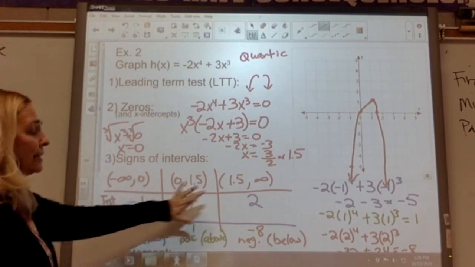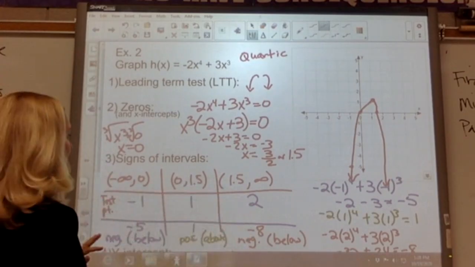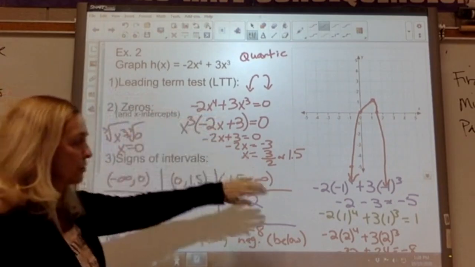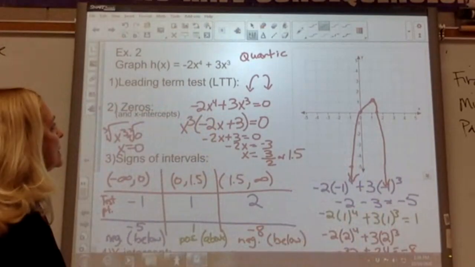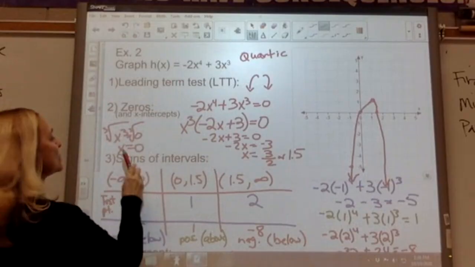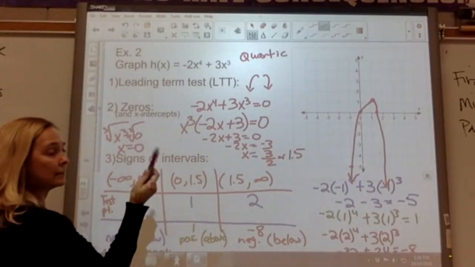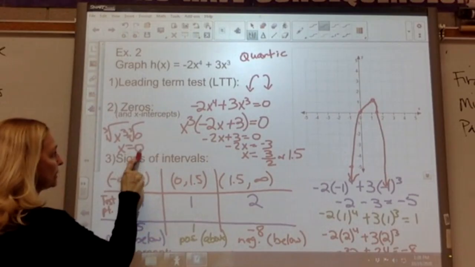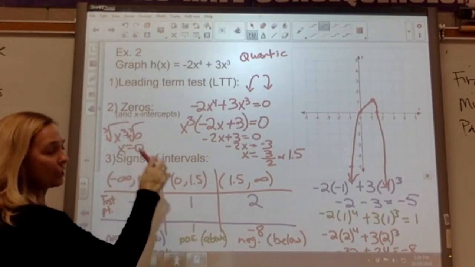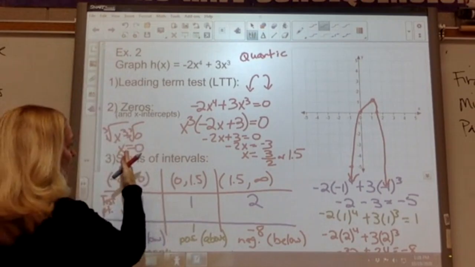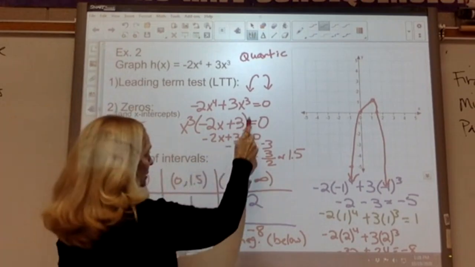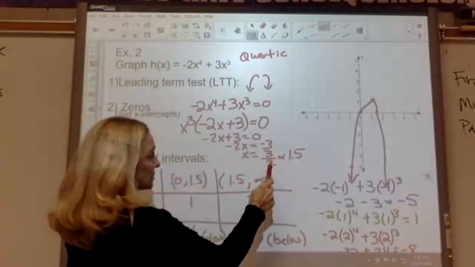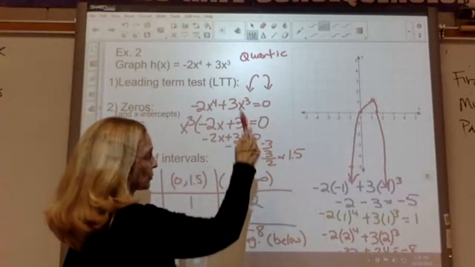Now, we did this, but really, because of the leading term test, we knew it was going down here and down here. And so when we factored this, we saw that 0 is a zero and the multiplicity was 3. So we knew that it was going to cross the x-axis there because that's an odd number, and that's what we saw in section 1. This is a factor to the first power, so it's only used as a factor once, so we knew it was going to cross here.